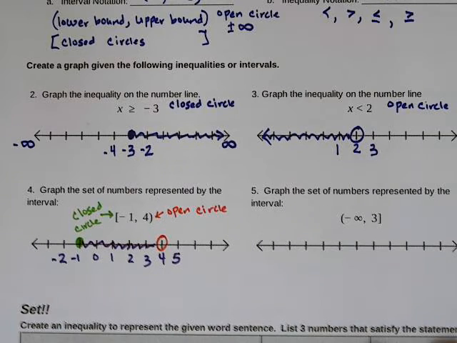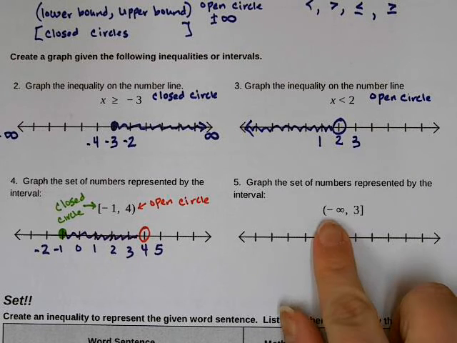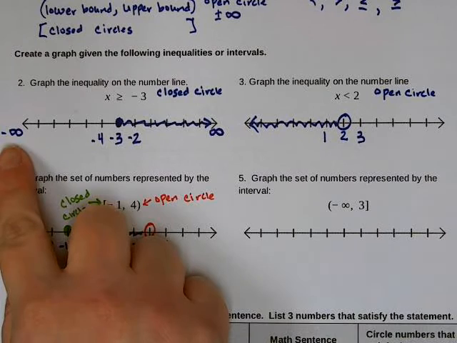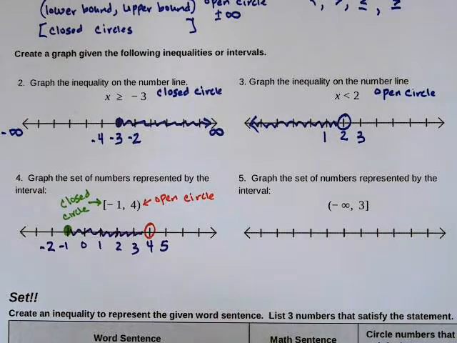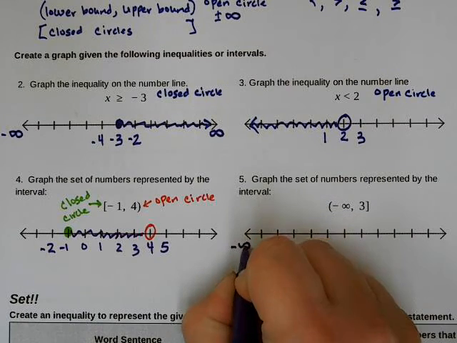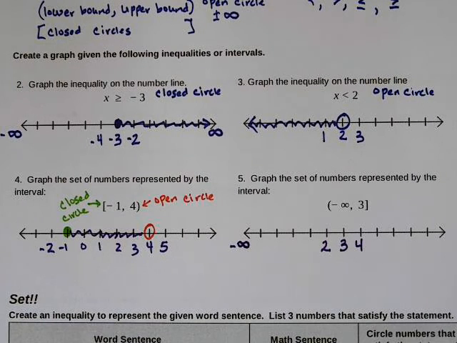There we go. For number 5, graph the set of numbers represented by this interval. So we're from -infinity to +3. So 3 is going to be an important number here. -infinity isn't actually a number, but if we think about it, it's all the way on the left of our number line. So I'm going to write that there just to remind myself that this is where -infinity is at. But I'm going to go ahead and put 3 in the middle. I'll put 2 to the left of it and 4 to the right of it.